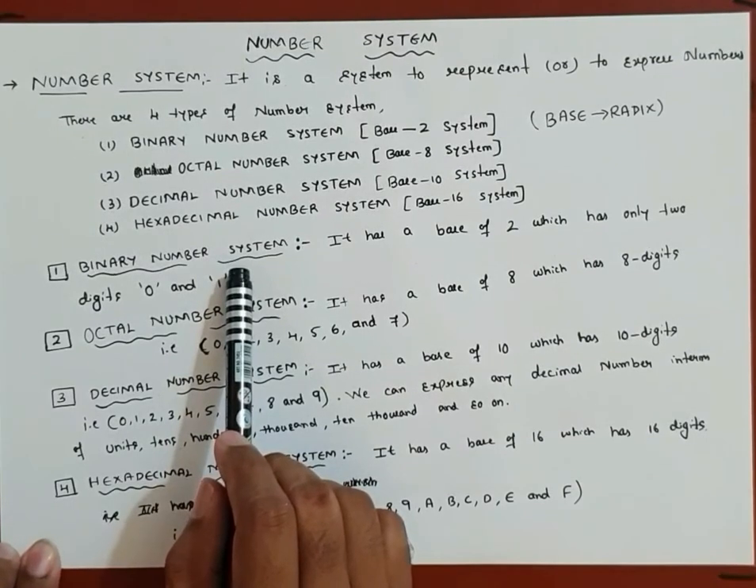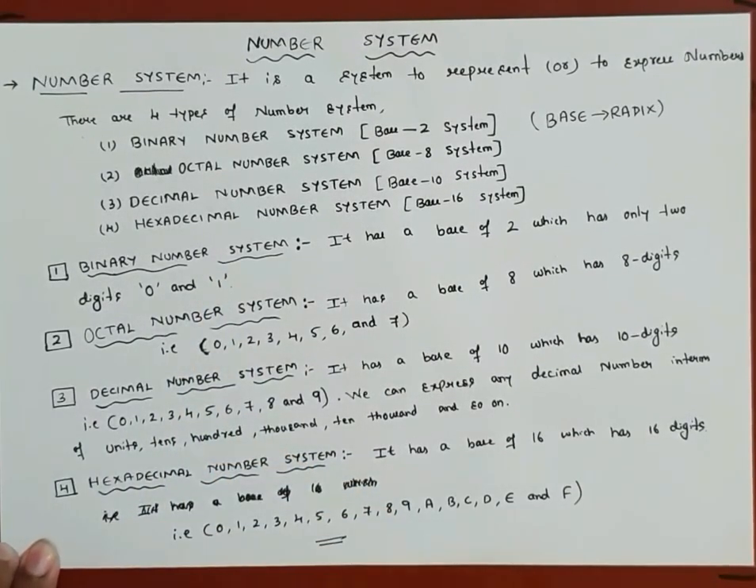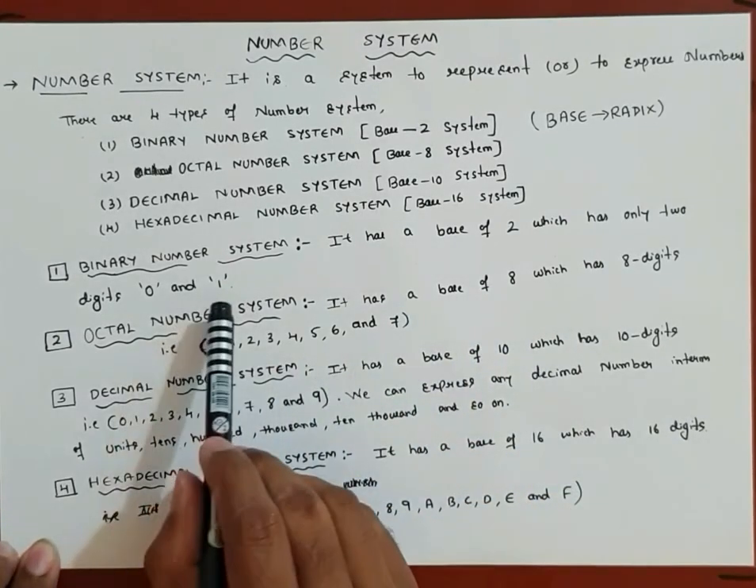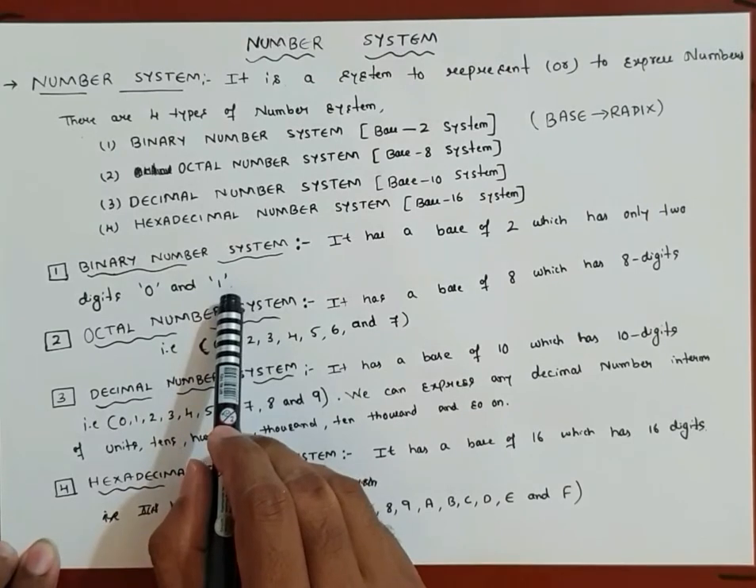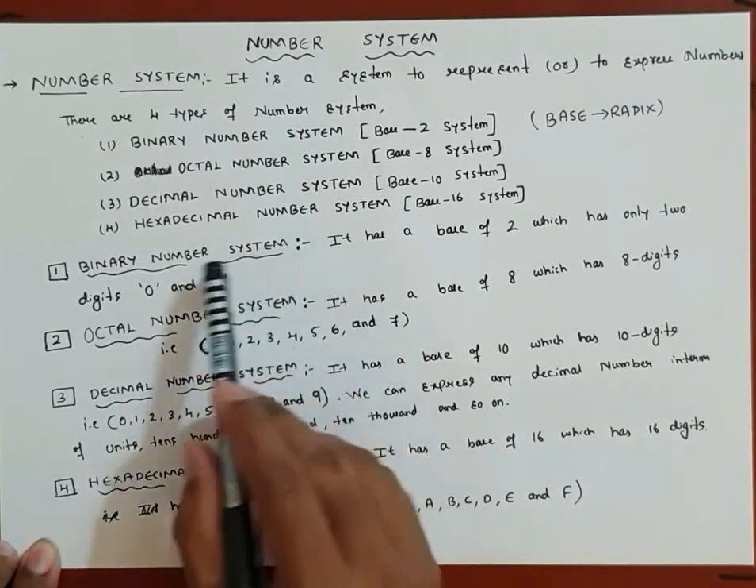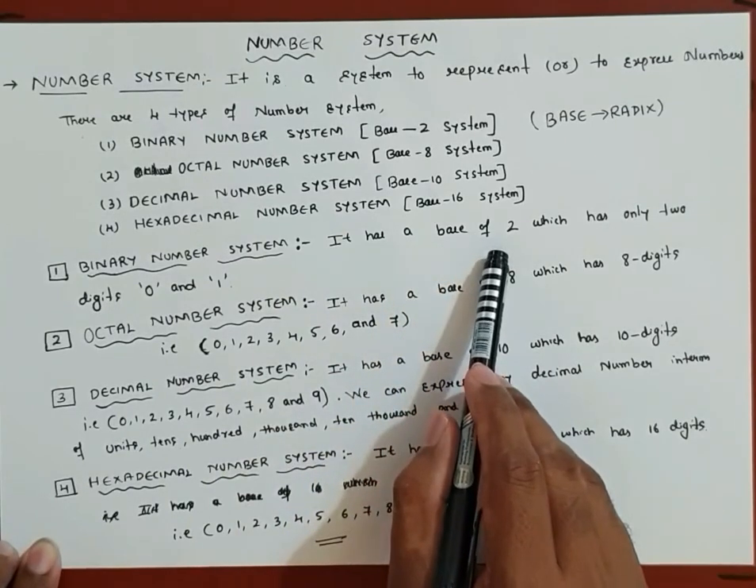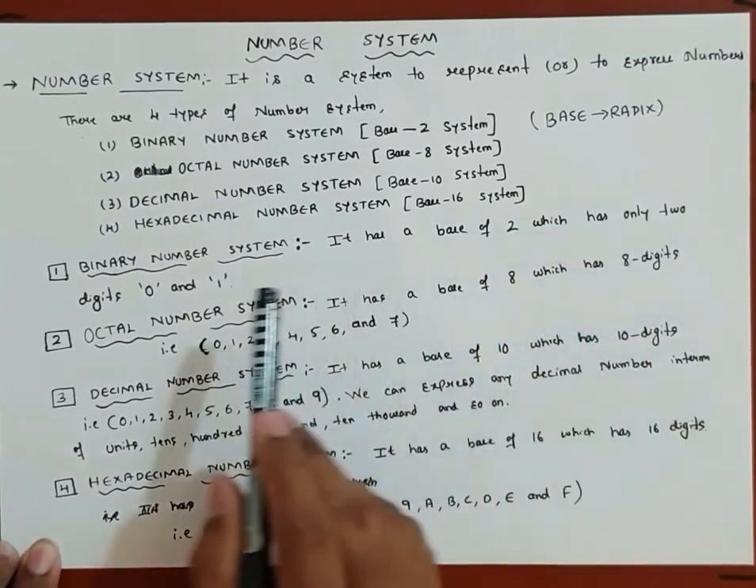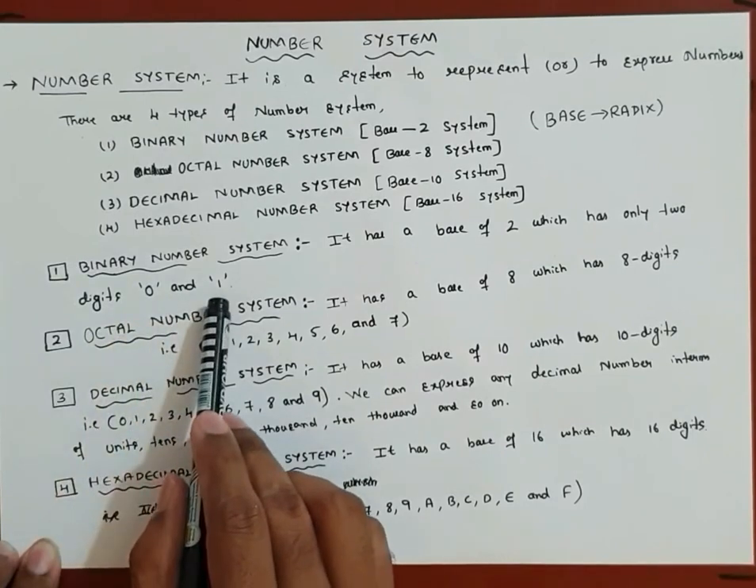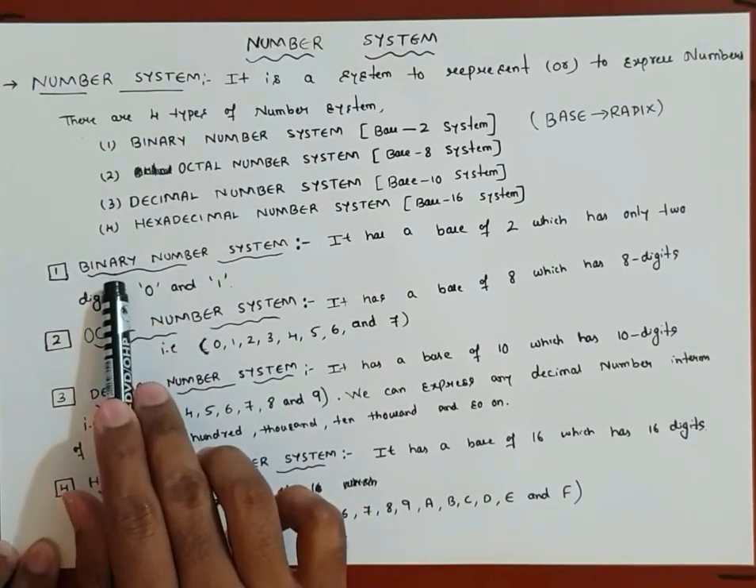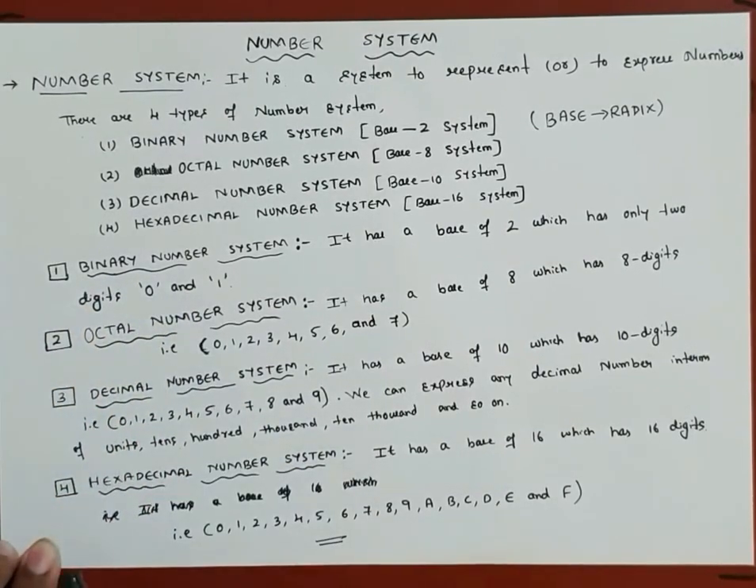Now let us consider the first one, that is binary number system, which is also called as base 2 system. As we know, bi means 2, hence binary number system has only 2 digits which start from 0 and end at 1. In short, binary number system has a base of 2 which has only 2 digits, that is 0 and 1. That is, binary number systems only deal with 0 and 1.